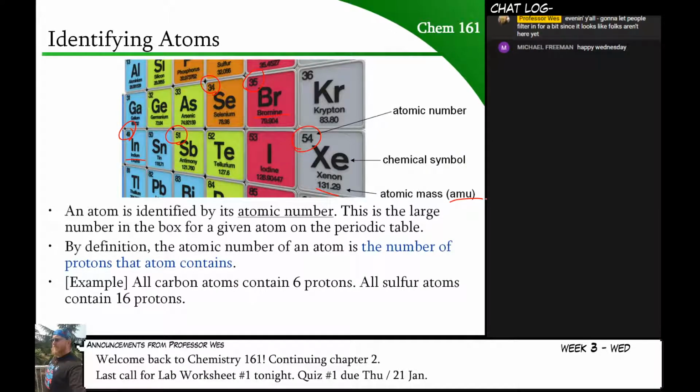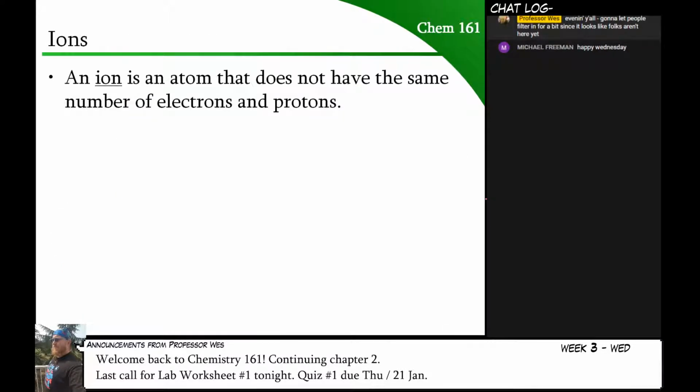All right. Nothing super exciting here, so let's keep going. Now, if we don't have the same number of protons and electrons, we get an ion. An ion is any combination of protons and electrons that isn't equal. Depending on the direction you go, more or less electrons, you get a different type of ion.